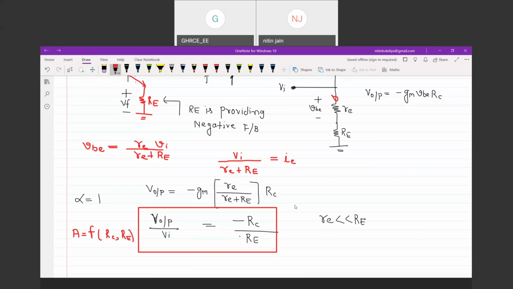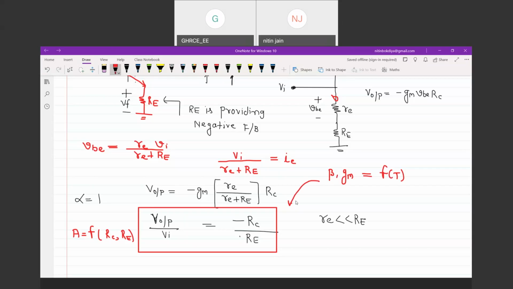Why is feedback important? Because when your gain is dependent on beta or gm or any other device parameter, all these parameters are temperature dependent. Now your gain is almost independent of the device parameters. So this is the significance of feedback in a feedback amplifier.